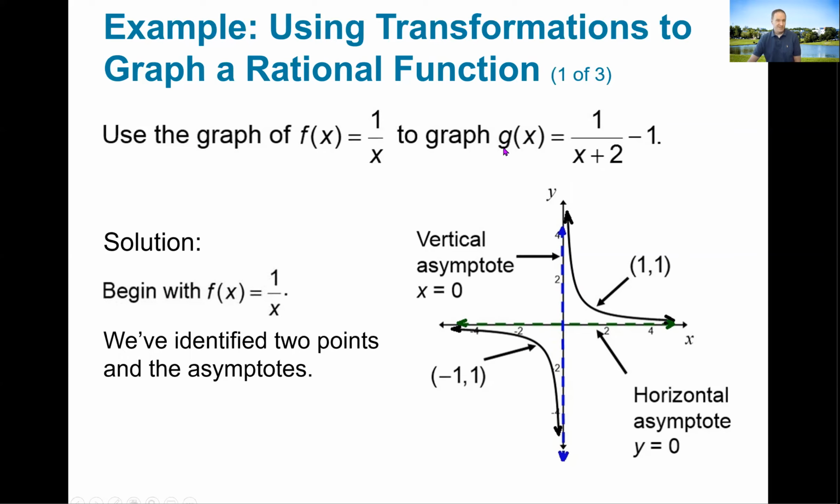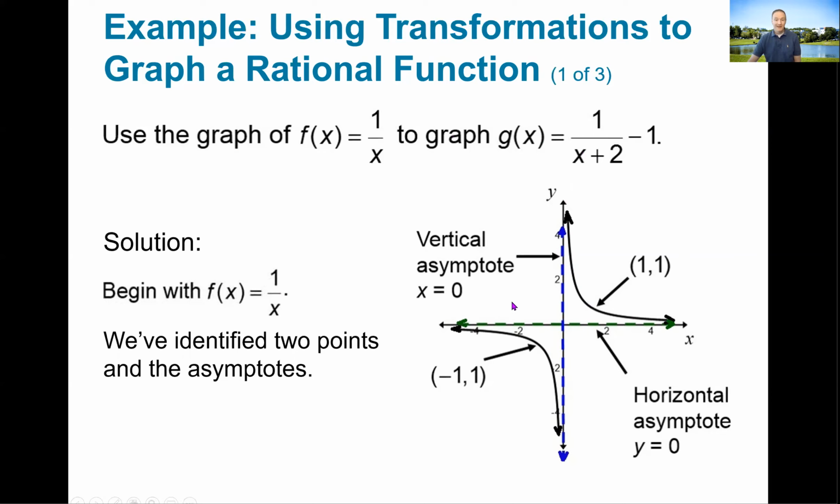So I can say, well, this is just the graph of 1 over x shifted 2 to the left and 1 down. I tried to attack that in 2 parts. First of all, I said, I know the graph of 1 over x looks like this. It has my starting points, 1, 1, and negative 1, 1. Well, what happens when I shift it 2 to the left?